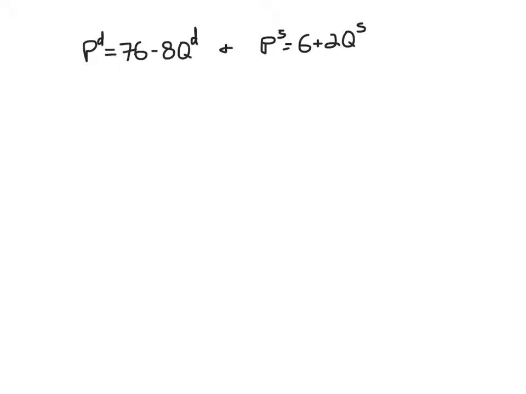In this example, we're given an equation for the demand curve right here and an equation for the supply curve right here. And we're asked to figure out the consumer and producer surplus and the total surplus for this market when it's in equilibrium. So let's start by drawing out what we have.